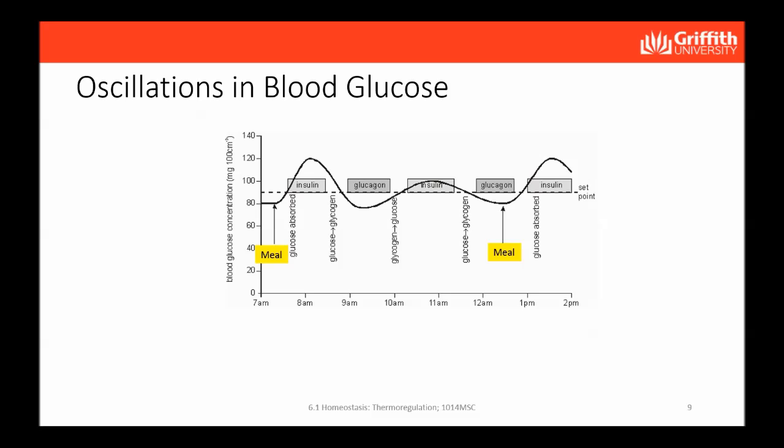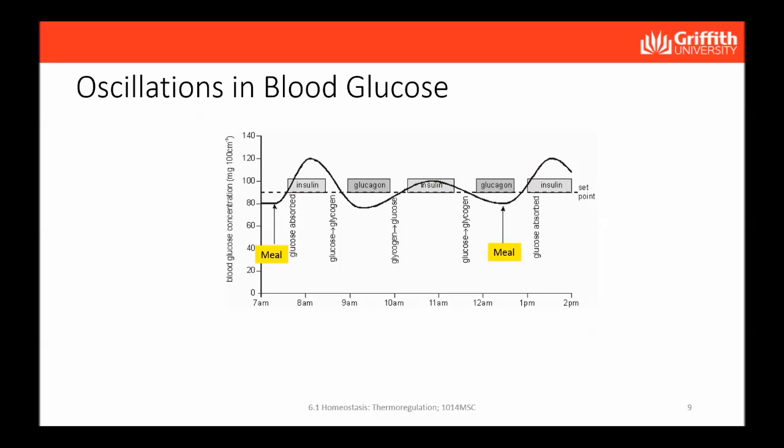Insulin causes the uptake of glucose into the cells. In the liver, insulin also stimulates the conversion of glucose to glycogen through glycogenesis. As a result, the blood glucose levels reach the desired set point, and eventually it falls below the set point due to continued insulin activity.